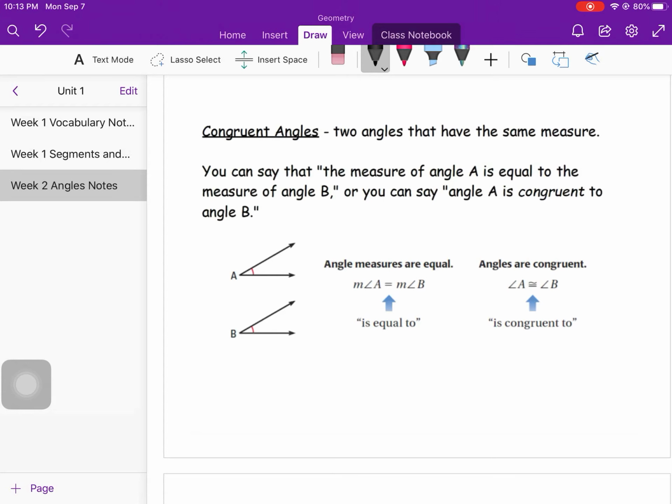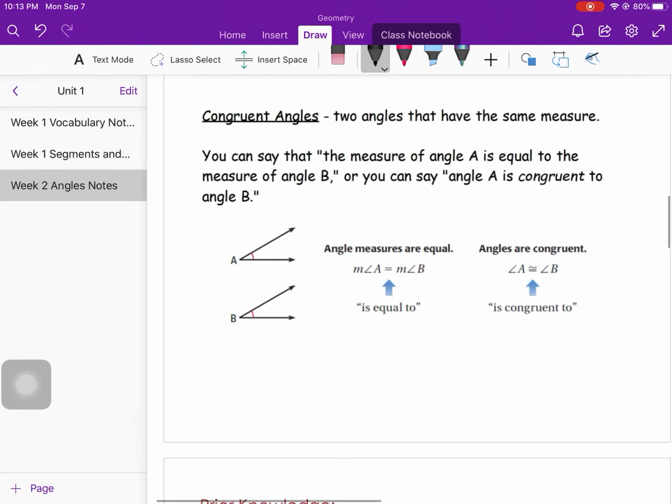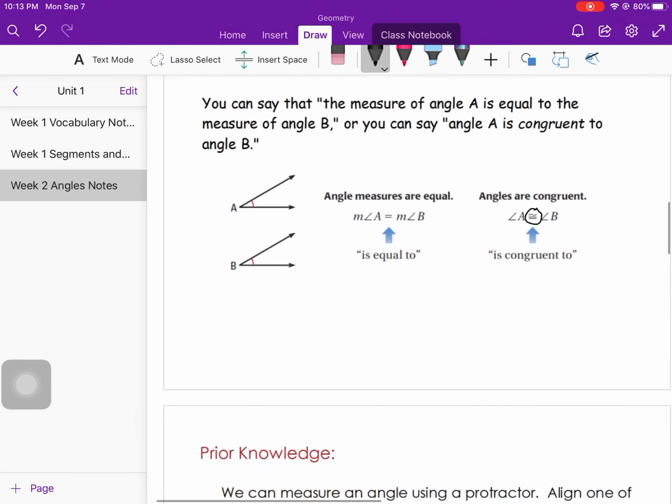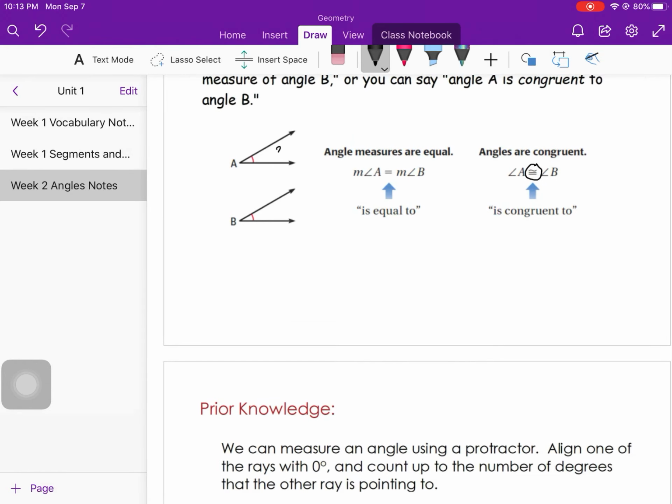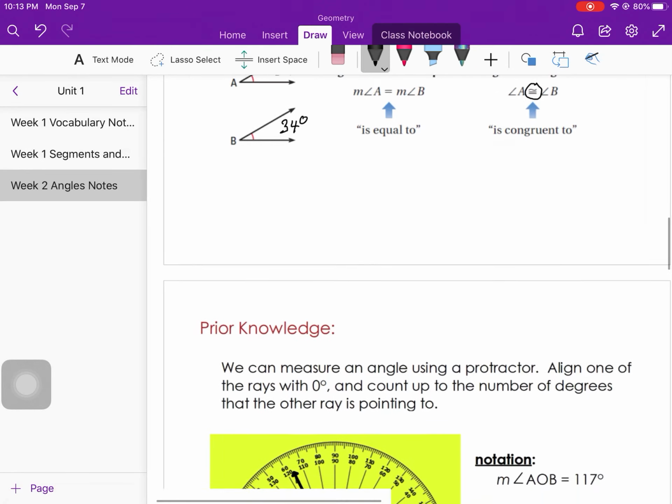Congruent angles are two angles that have the same measure. You can say that the measure of angle A is equal to the measure of angle B. Or you can say angle A is congruent to angle B. So congruent angles always have the same measure. And remember, this is the congruent symbol. It's the equal sign with the squiggle over top. So when we're talking about angles being congruent, we know that their measures are going to be equal to each other. Okay? And so if this one up here is, let's say, 34 degrees, and we know that angle A is congruent to angle B, therefore their measures are the same.